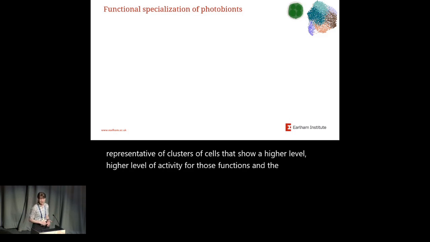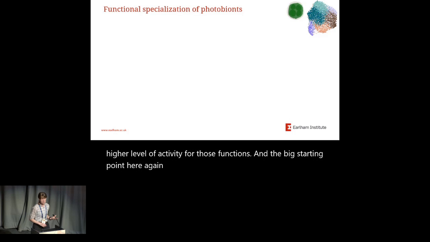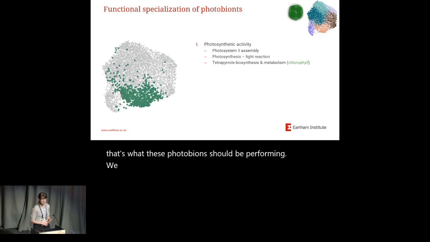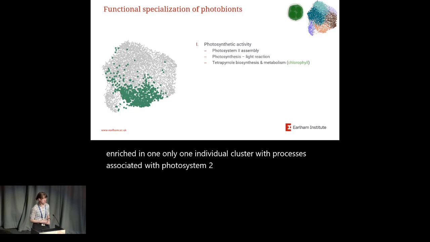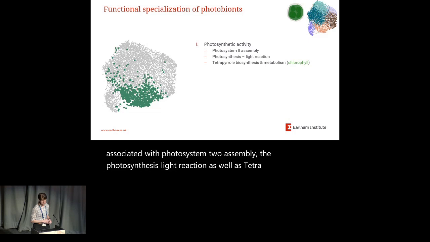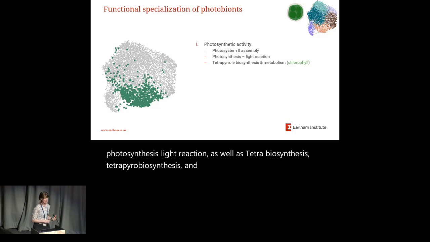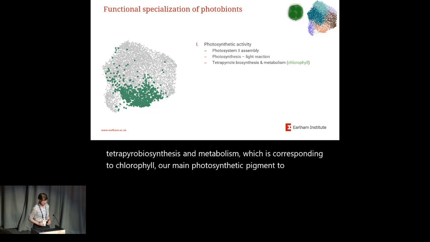And the big starting point here, again, was looking for which cells, if any, are enriched for photosynthetic activity, because we know that that's what these photobionts should be performing. We found that photosynthetic activity was specifically enriched in only one individual cluster, with processes associated with photosystem II assembly, the photosynthesis light reaction, as well as tetrapyrrole biosynthesis and metabolism, which corresponds to chlorophyll, our main photosynthetic pigment, to be enriched in this cluster.